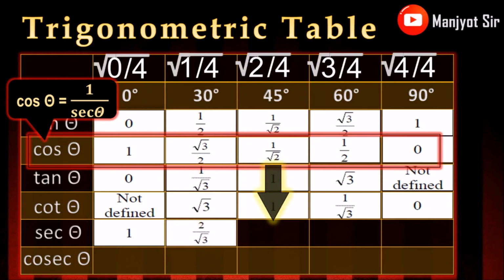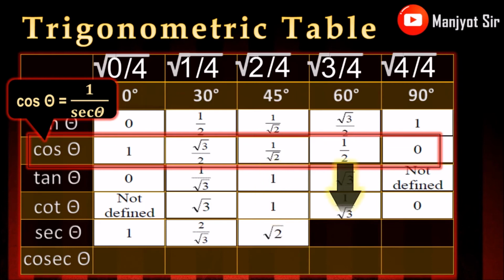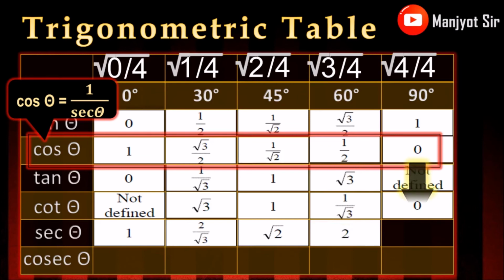Next, if you take the reciprocal of 1 upon root 2, it will be root 2 upon 1, which can be written as root 2. Next term, 1 upon 2. If you take the reciprocal of 1 upon 2, it will be 2 upon 1, or rather you can just say 2. And lastly, the reciprocal of 0 will be 1 upon 0. And we all know whenever 0 is in the denominator, the term is not defined. So we'll write not defined.